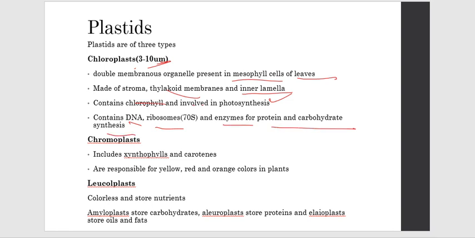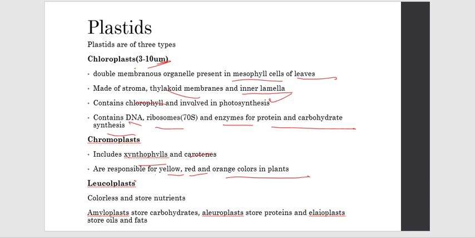Now come towards chromoplasts. They are xanthophylls and carotenes, and they are responsible for giving different colors to the plants. When we see different colored flowers in the plants, then we should know that this is due to the chromoplasts. They are responsible for the yellow, red, and orange colors in the plants.